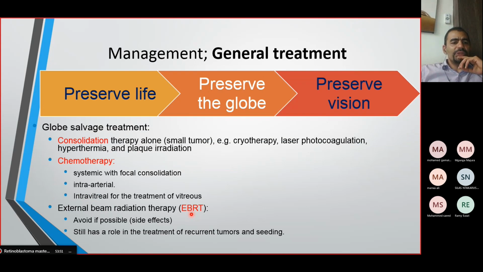So as we said, nowadays we do the globe salvage treatment. Either for a small tumor stage A, we do consolidation treatment alone, either with cryotherapy, laser photocoagulation, like the one that we use for the diabetes, for example, hyperthermia. It's called the transpupillary thermotherapy. So in this TTT, you expose the tumor to a large beam of laser. It's of low power and long duration. So you are roasting the tumor.